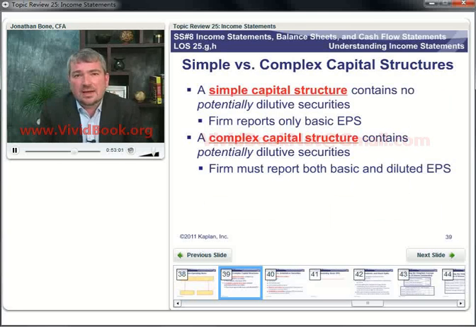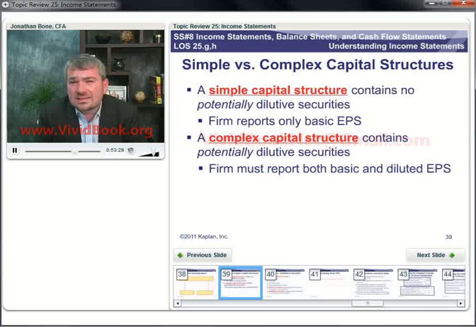Our next learning outcomes relate to earnings per share. And we've got really two learning outcomes that we're going to combine. One asking us to describe and calculate earnings per share, and one asking us to differentiate between dilutive and anti-dilutive securities. So let's start off by talking about simple and complex capital structures. A simple capital structure is simply one that contains no potentially dilutive securities.